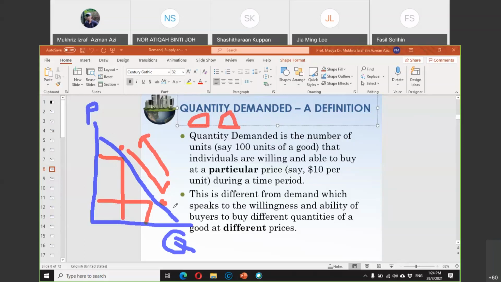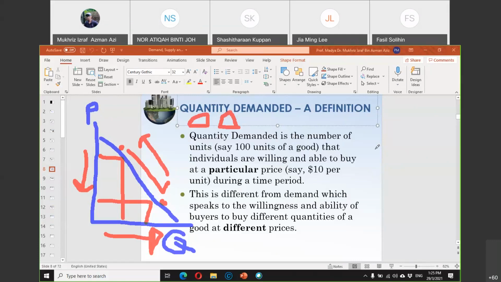Whether going downwards, meaning the price starts to go down, when the price goes down, quantity starts to increase. But we call it quantity demanded increase because the movement is only along the same line of the demand curve. So anything to do with the price of the good itself, if the price increases or the price decreases, the movement is only along the same line.